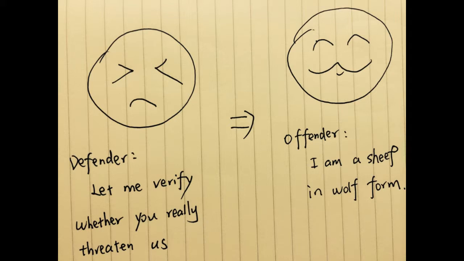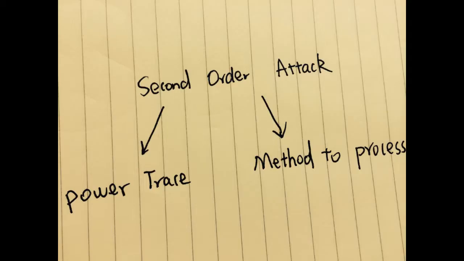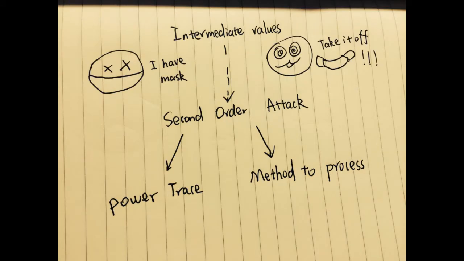To conduct a second-order attack, which requires at least 2 points at a time for processing, we need two things. First, the power trace. We need to locate exactly where this one more point on the trace should be. Second, the method to process. We need to design how exactly we process these 2 points on the trace to make them have correlation with our intermediate values. As the aim is still to correlate something with intermediate values, the theory should be the same as first-order DPA attack. The only difference is that 2 points on the power trace should be processed to cancel out the mask. Let us take a look at the power trace.